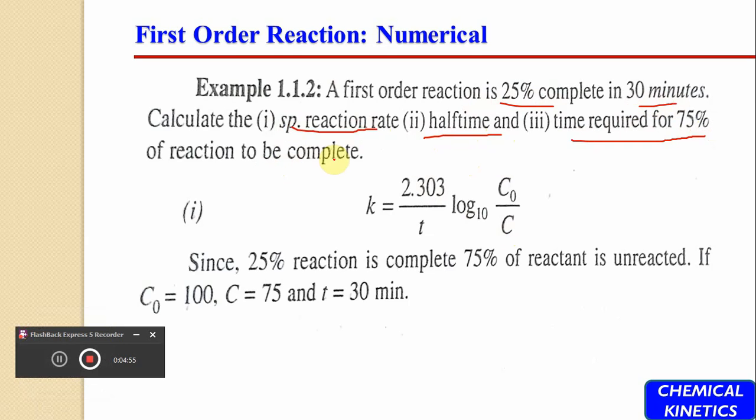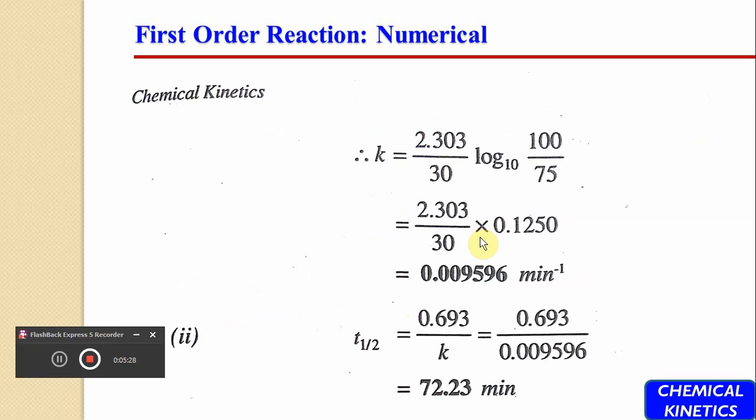So here we know the equation for the first order reaction, that k is equal to 2.303 upon t log to the base 10 of C0 upon C. In the first case, we have to calculate the value of this k. But what things are provided here? 25% reaction completed means 75% is unreacted. So C0 will be 100, C, the unreacted amount, will be 75, and the time here is 30 minutes. So we'll put all these values in this equation first.